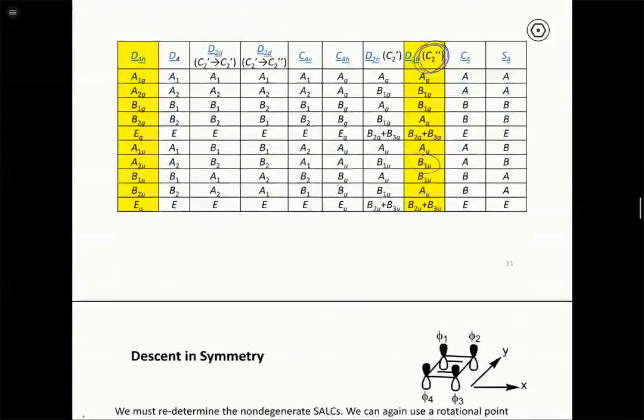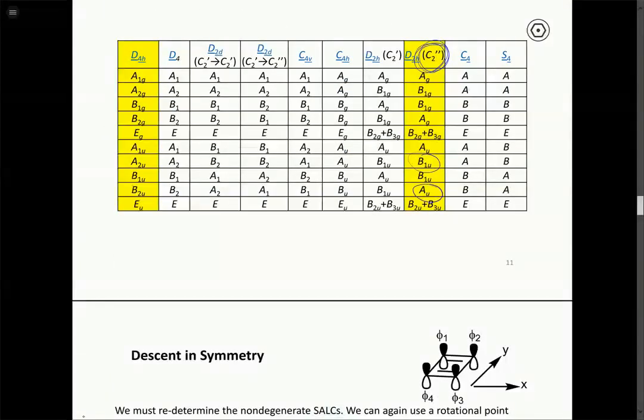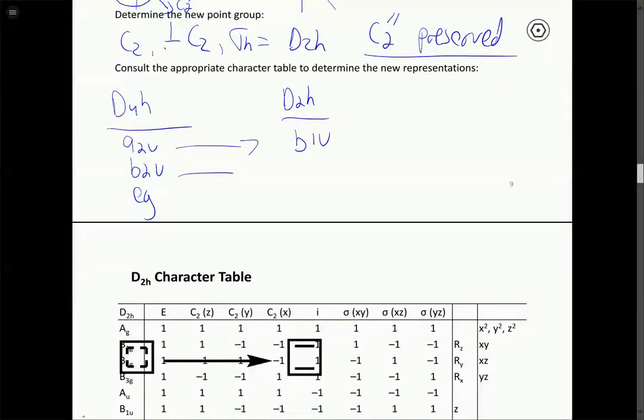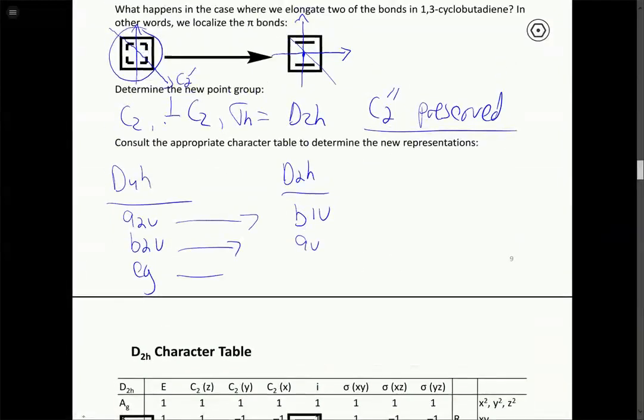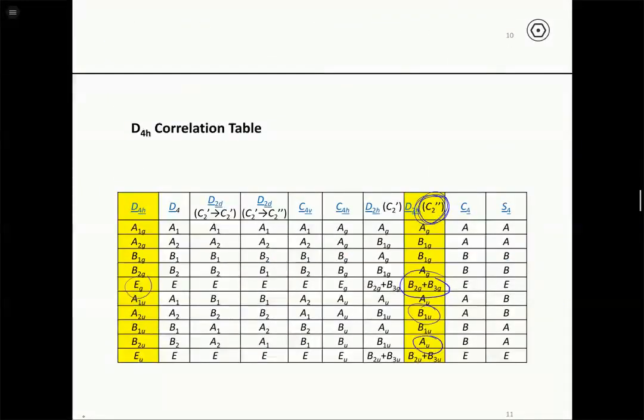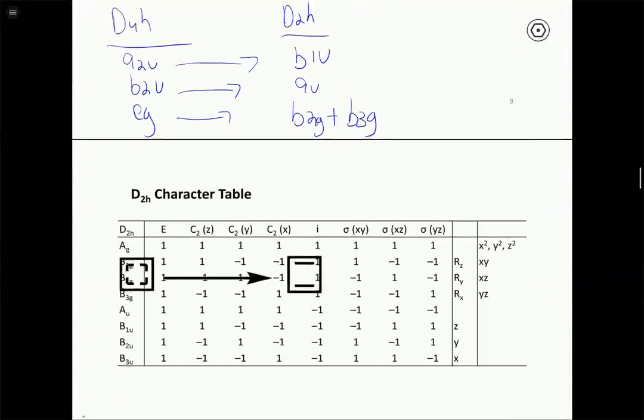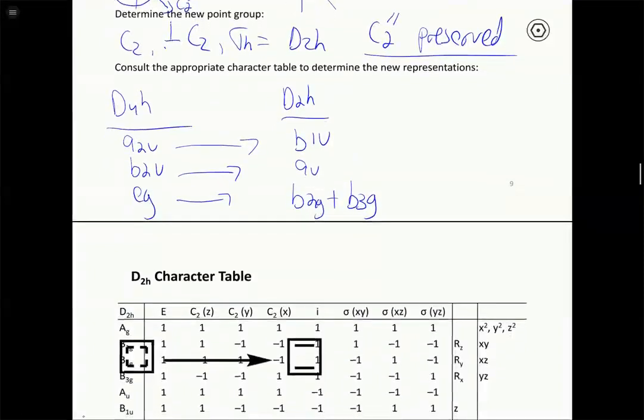We have a B2U SALC, that's going to correlate with AU if we're preserving the C2 double primes. And then finally our EG SALC, we should recognize that D2H doesn't have any degeneracy, so our EG SALC is going to split, and in this case it's going to be a B2G and a B3G. If we had preserved the other axis, we would have gotten slightly different results there. Okay, so those are the correlations. Then we know the Mulliken symbols. Now we have to figure out how they change in the new point group.